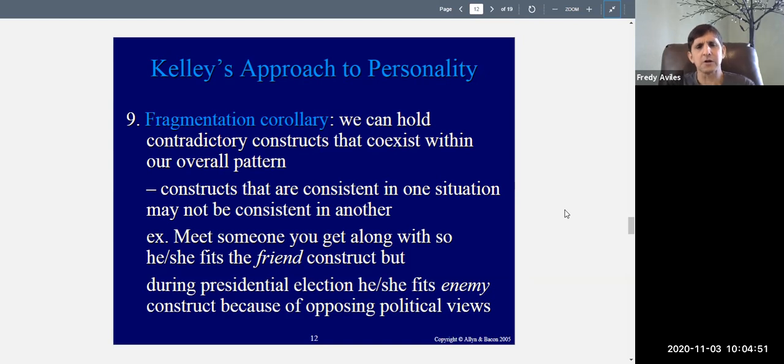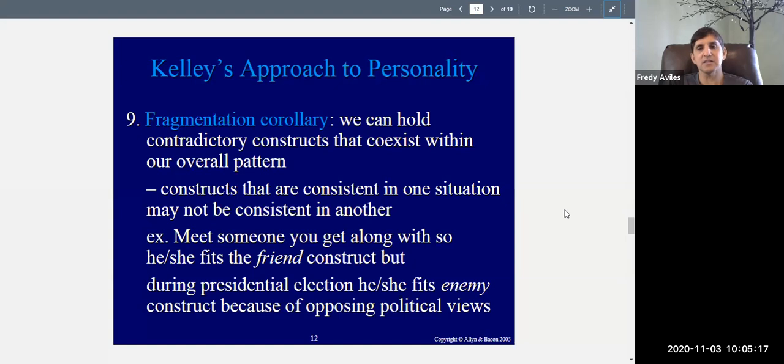The fragmentation corollary, this one's interesting. The fragmentation corollary says that we can hold contradictory constructs that coexist within our overall pattern. So we have all these beliefs, these predictions, these hypotheses, and this is what makes up our personality, okay, the way we think. But we can believe things that are contradictory. We can hold constructs that are in opposition to one another.